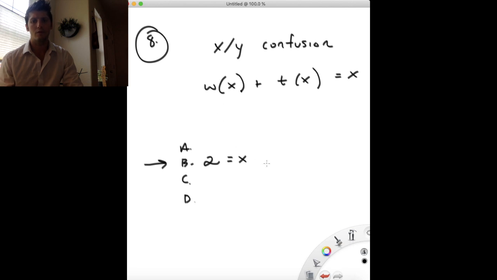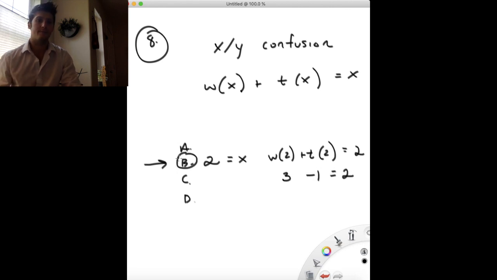Well, what's w of 2? W of 2 plus t of 2, does that equal 2? Well, w of 2 is positive 3, right? You figure out what the W value is when x is 2. You follow the graph over and you get 3. What is t of 2? Well, when x is 2, t is -1. I got so lucky. That's the right answer. But you could try out the other values too. I'll just try out one more just to show you.